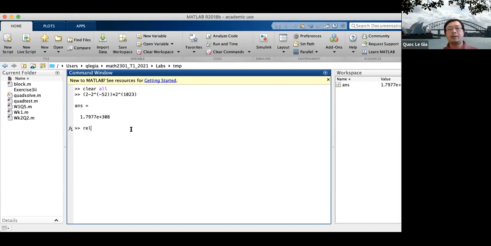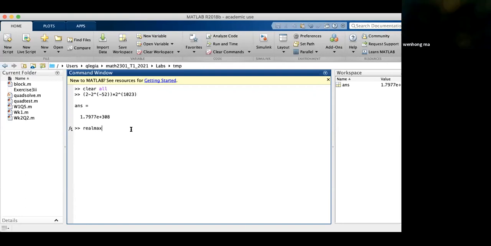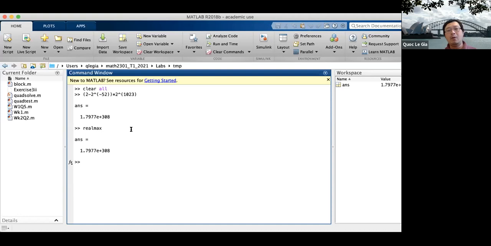And you type in realmax. See, you got the same number. So this is the maximal floating point number you can store in 64 bits floating point numbers. It's the maximal number you can get. And it's true for other languages as well. If you use C or Python, if you use 64 bits, then the maximal value of a floating point number is still this value.